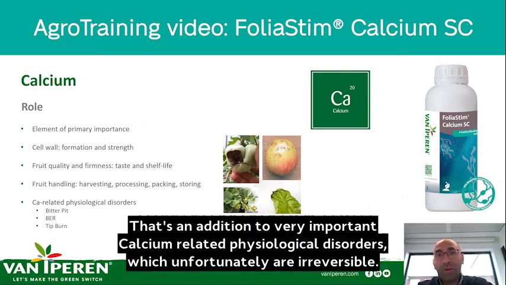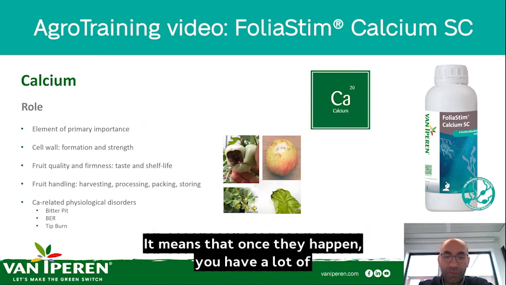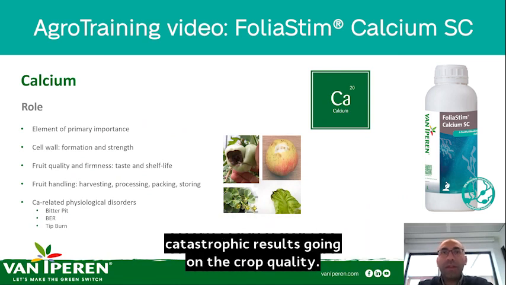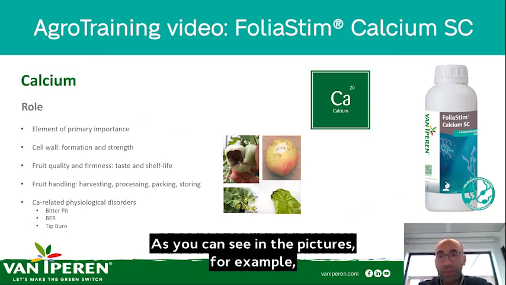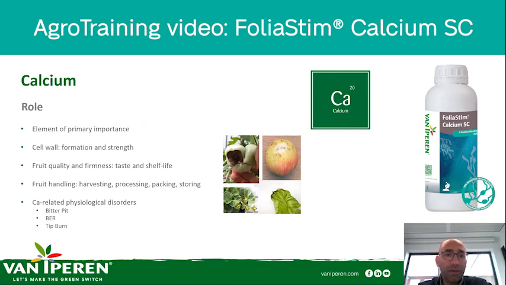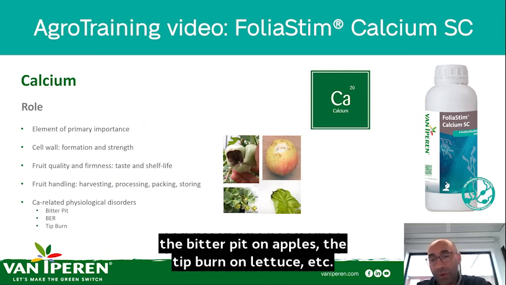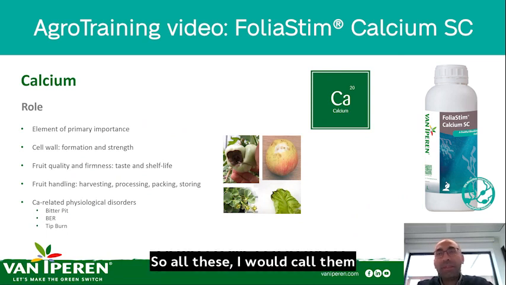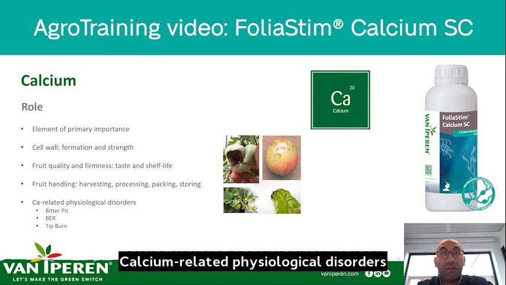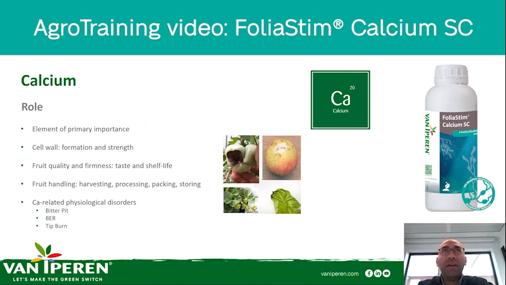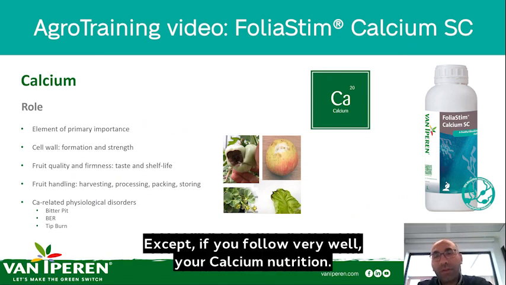That's in addition to very important calcium-related physiological disorders, which unfortunately are irreversible. It means that once they happen, you have catastrophic results on the crop quality, as you can see in the pictures. For example, blossom end rot on tomato, bitter pit on apples, tip burn on lettuce, etc. These calcium-related physiological disorders cannot be prevented except by following your calcium nutrition very well.